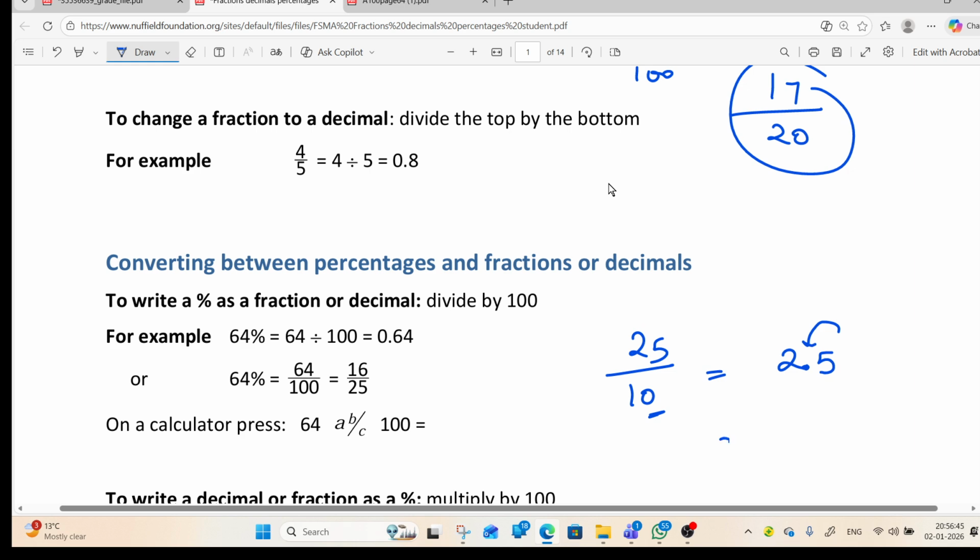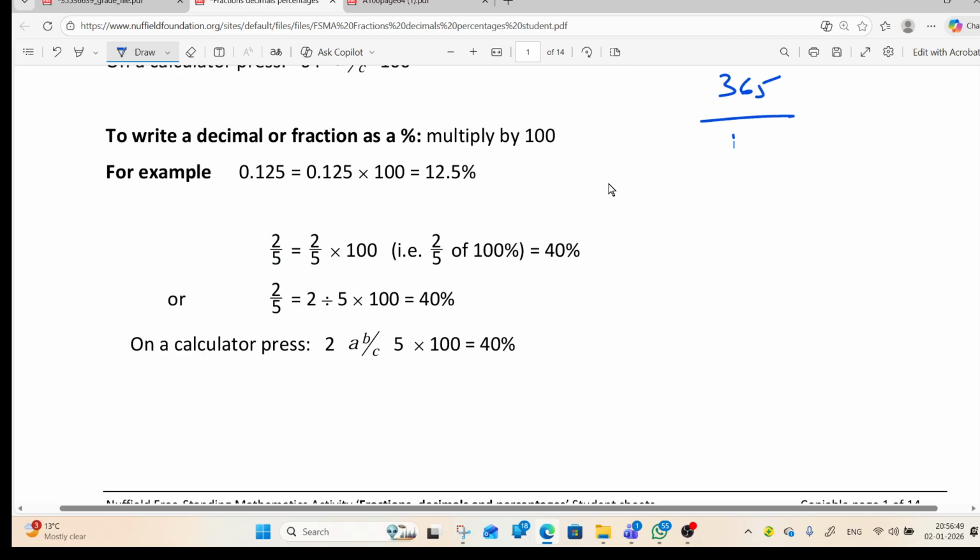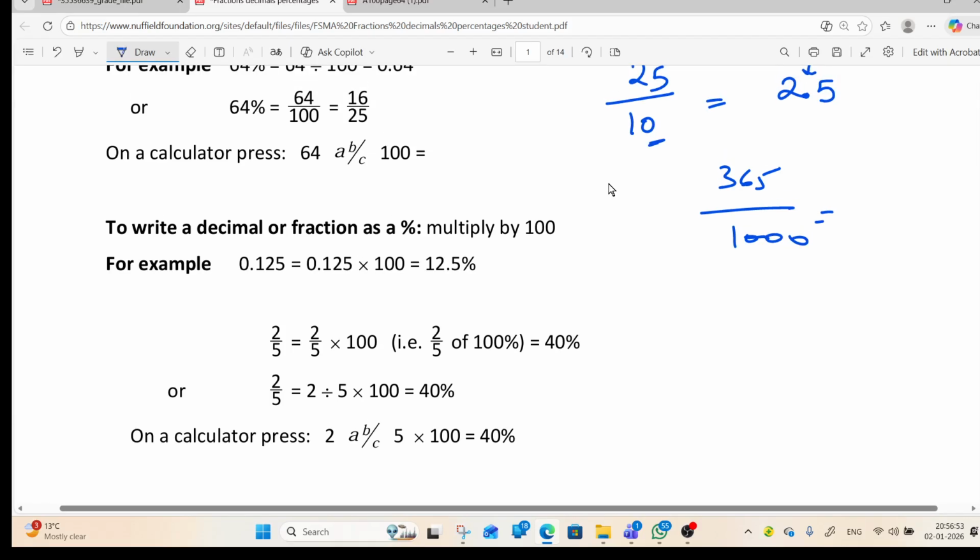Suppose I have 365 over 1000. Again, I write the numerator as it is. I will write 365. There are three zeros. So after three digits, I place my decimal point there. And if the number is starting with the decimal, then I put 0 in front of it, right? So the answer is 0.365.